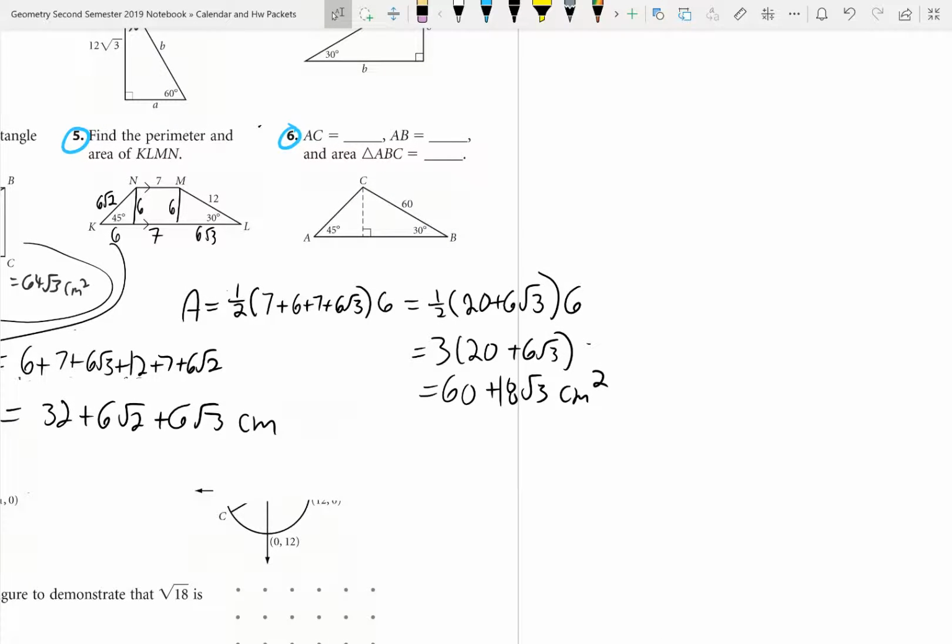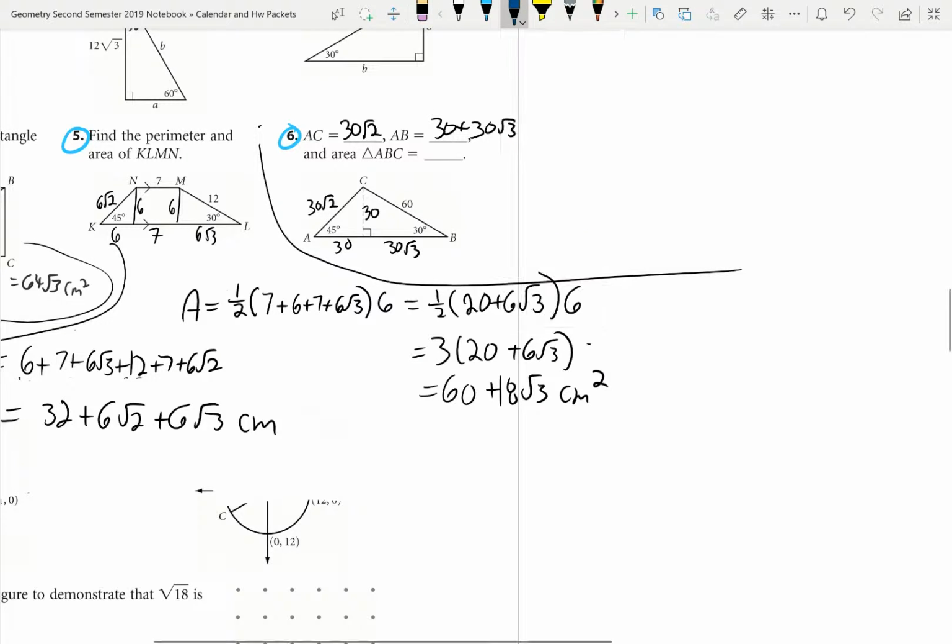So, okay, number 6. I'll give you the answers first. It's going to be 30 root 2. And the reason for that is because if the hypotenuse is 60, the short leg is 30, and the longer leg is 30 root 3. And this is going to be 30 root 2. So AB is going to be 30 plus 30 root 3. That's your final answer.